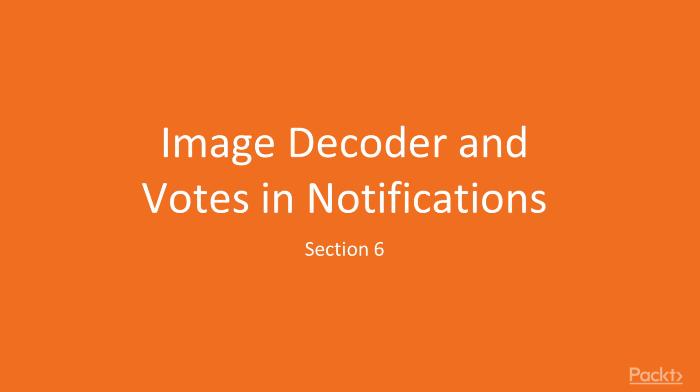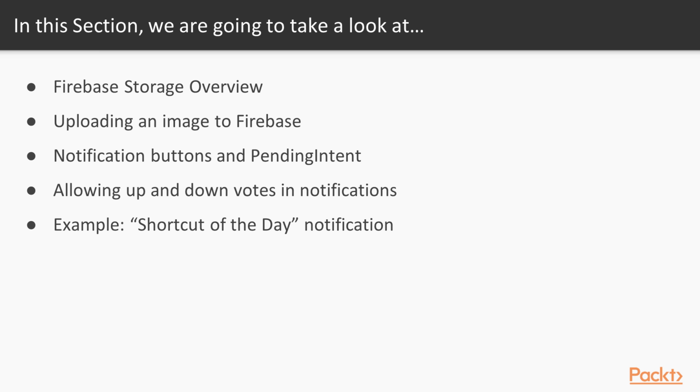In this section, we're going to explore images and votes in notifications. We're going to start with an overview of Firebase Cloud Storage. Then we're going to see a hands-on example where we upload an image to Firebase. We're going to discuss an overview of notification buttons and what a pending intent is.